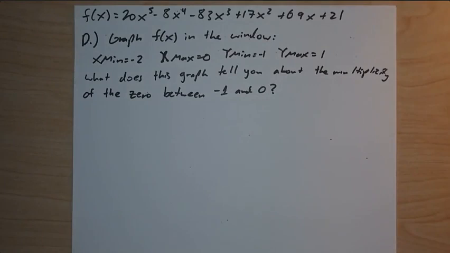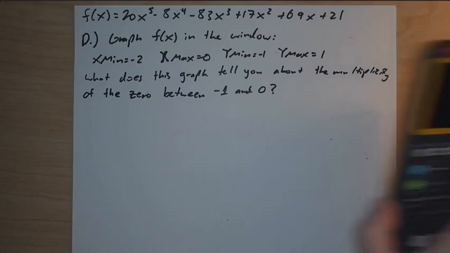So for D, it asks to graph f of x in the window, x min is equal to -2, x max is equal to 0, y min is -1, and y max is 1. And then it asks, what does this graph tell you about the multiplicity of the 0 between -1 and 0?